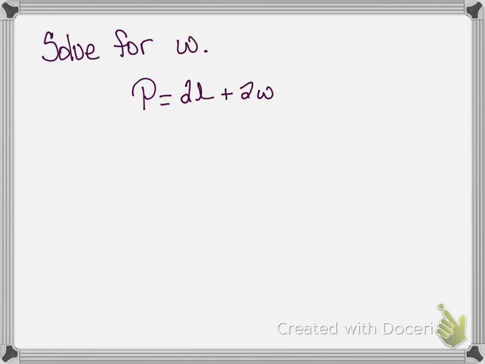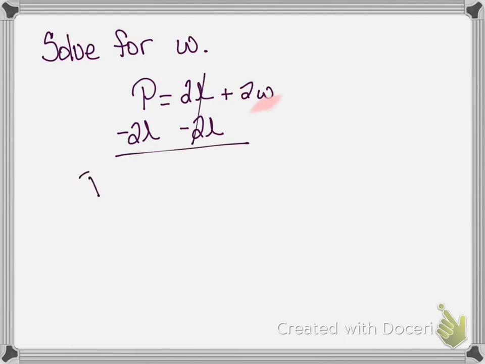So this one right here says that we are going to solve for W. So what we want to do is get this W isolated the same way that we would a variable if there was only one variable in our equation. So we're going to follow those processes the same way. The first thing that I want to do is get rid of this 2L. And so we are going to subtract 2L from both sides.